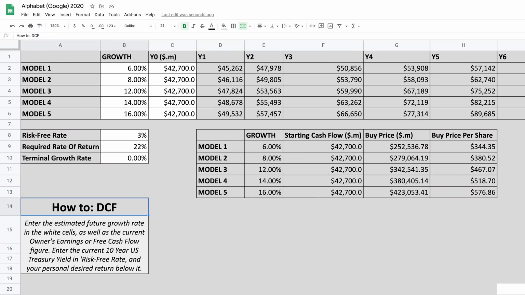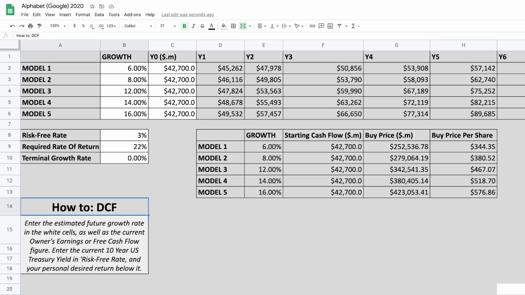But as you can see, I've got 5 different models, and I like to do a range of potential growth rates so that I get a range at which I think intrinsic value sits, a range in which I would be comfortable starting to buy this stock. And you can see that my growth rates range from 6% all the way up to 16% per year compounded growth for the next 10 years.